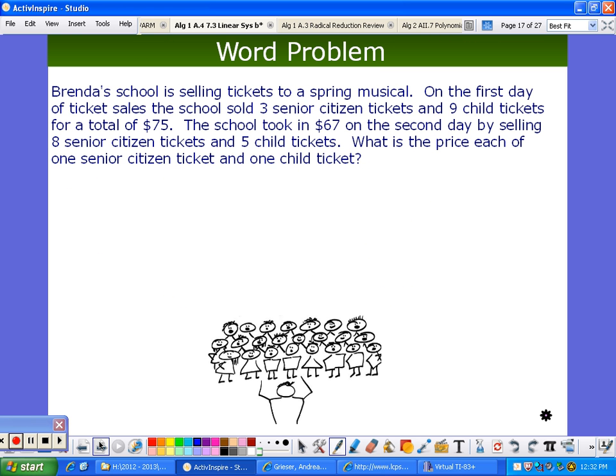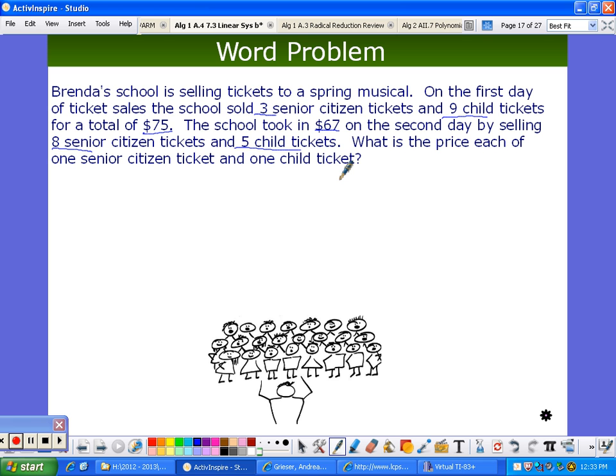I want to do a word problem as well because I want us to not be afraid of them. So let's see what's happening here at Brenda's school. They're selling tickets to the spring musical. On the first day, they sold 3 senior citizen tickets and 9 child tickets, making $75. They made $67 on the second day by selling 8 senior and 5 child tickets.